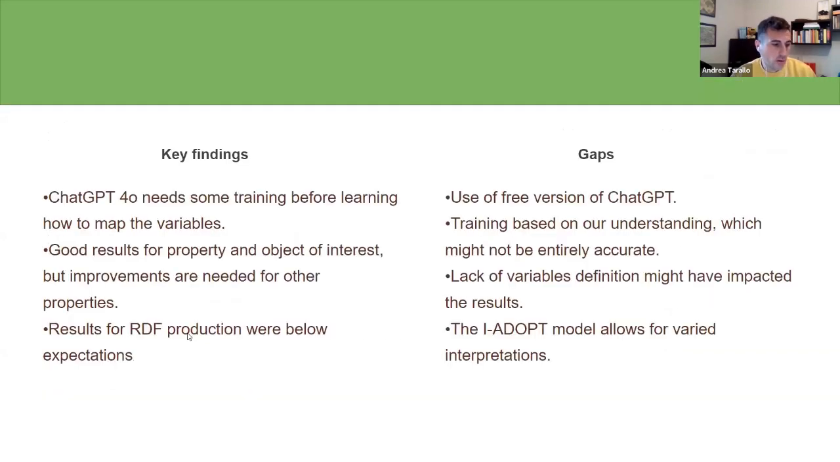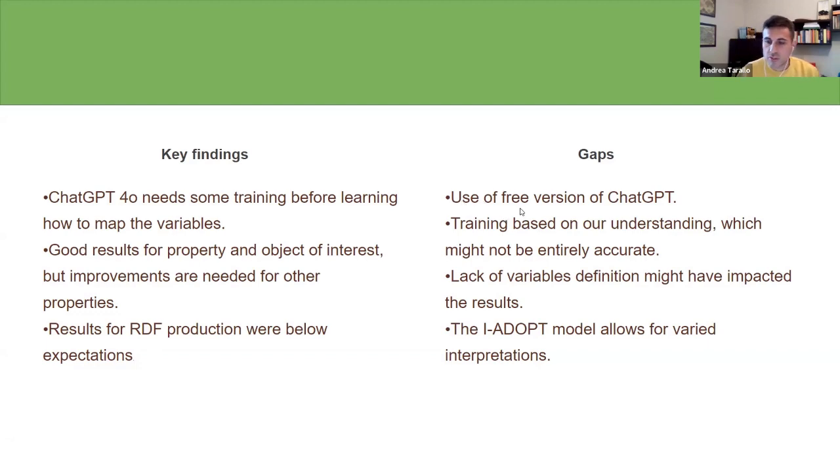So in short, we found that ChatGPT 4o needs some training to succeed in this task. We obtained good results for the property and object of interest, not so much for the other properties. We don't have very good results for the production. They are indeed below expectation. And we also identified some gaps.